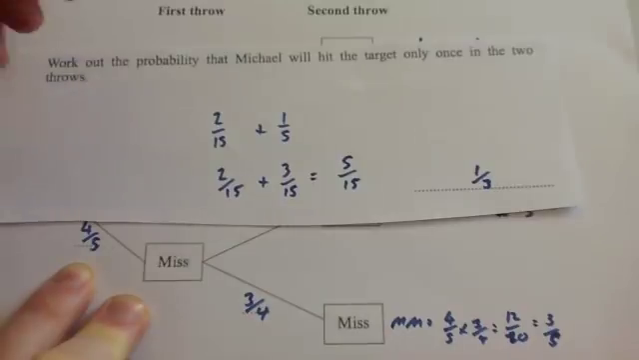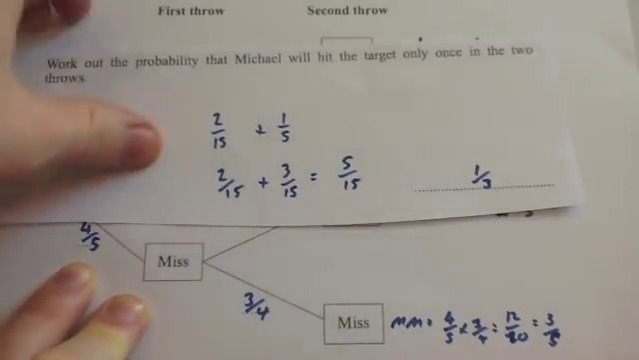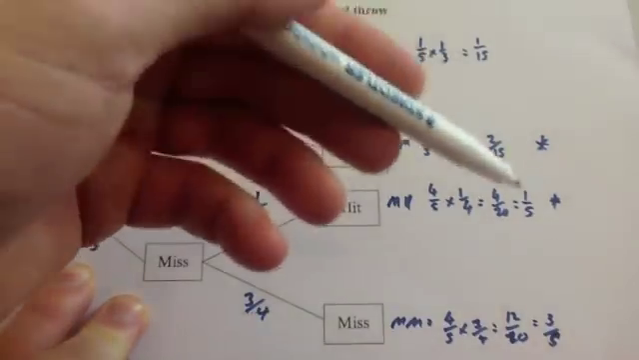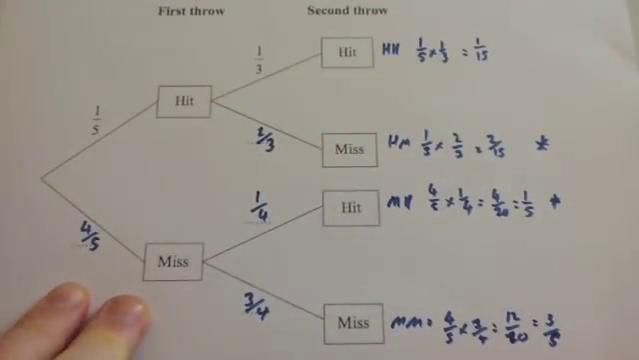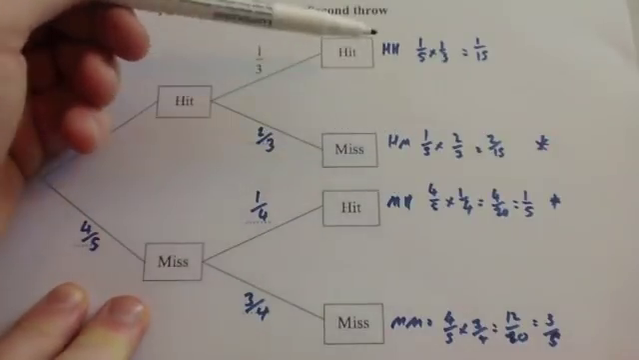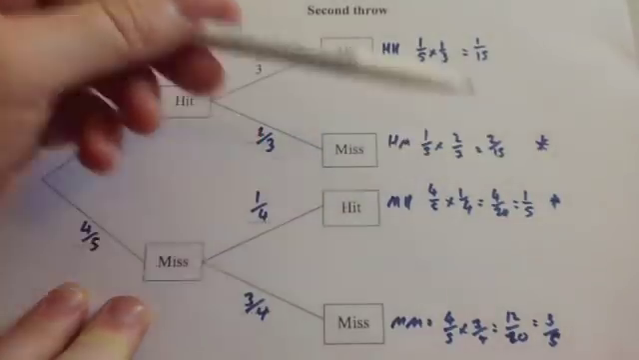Okay, so if you want to find the probability of two options, so hit and miss, or miss and hit, you add those two probabilities together. If the question said at least one hit, you could have miss hit, hit miss, hit hit, and you would add these three up together.